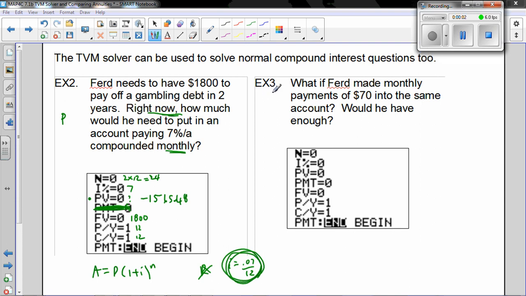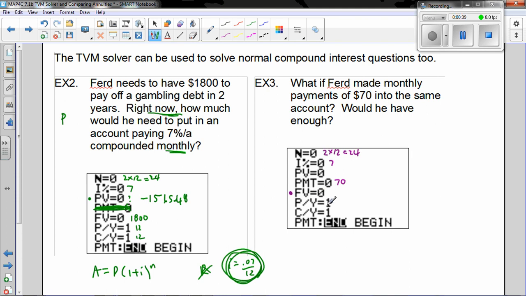Here we go, back with part 2, example 3. What if Ferd made monthly payments of $70 into the same account? Would he have enough? So this idea, in 2 years, $70 a month, monthly amounts, that's 24 payments. Account's making 7%. The present value is still zero. And the payment is $70, and I want to find out the future value.